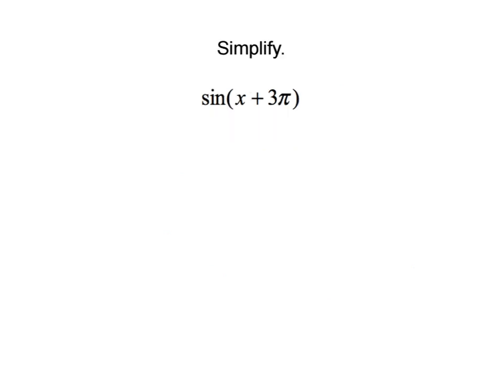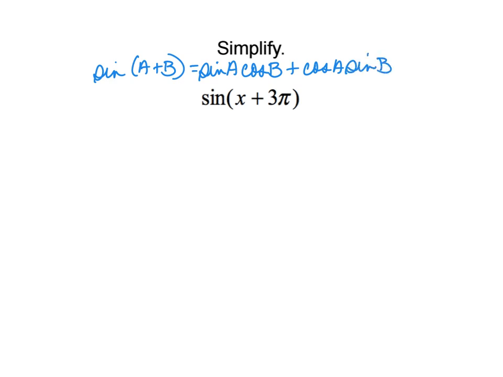Now we're going to simplify this. Again, we're going to use our sum identity for sine. Sine of A plus B is equal to sine of A cosine of B plus cosine of A sine of B. Cosette is with Sinbad, and their signs are the same. Now, I'm going to let A be x and B be 3 pi. So this becomes sine of x cosine of 3 pi plus cosine of x sine of 3 pi.